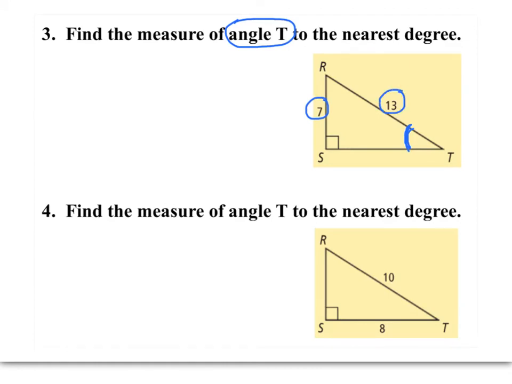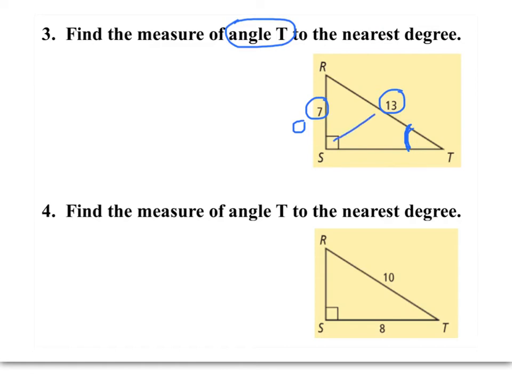So I need to determine the relationship between the reference angle and the 7 and the reference angle and the 13. So let's look at the location of the 7. I notice that the 7 is on the left side of my triangle. My reference angle is on the right side of the triangle. Left versus right is an opposite relationship. Therefore, the 7 represents the opposite side of my triangle.